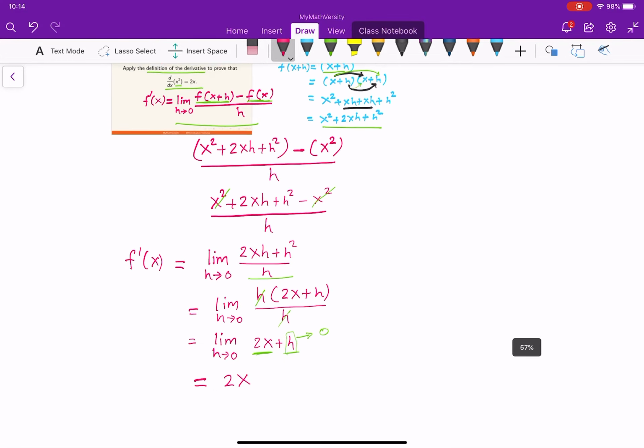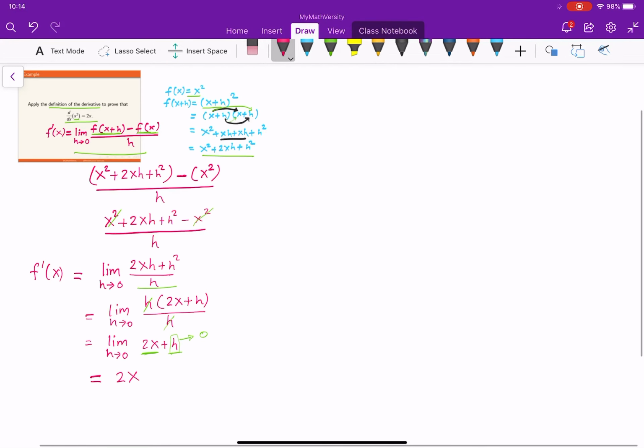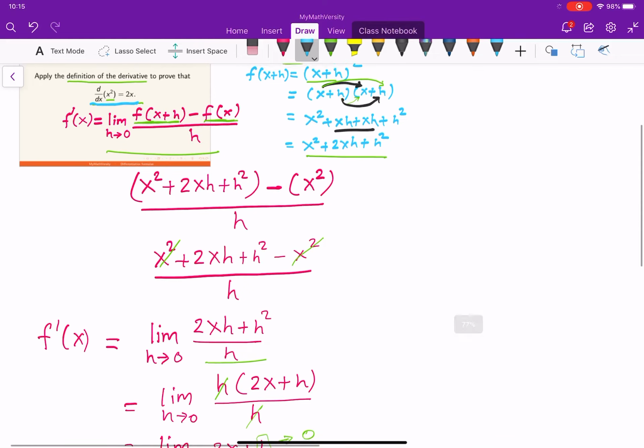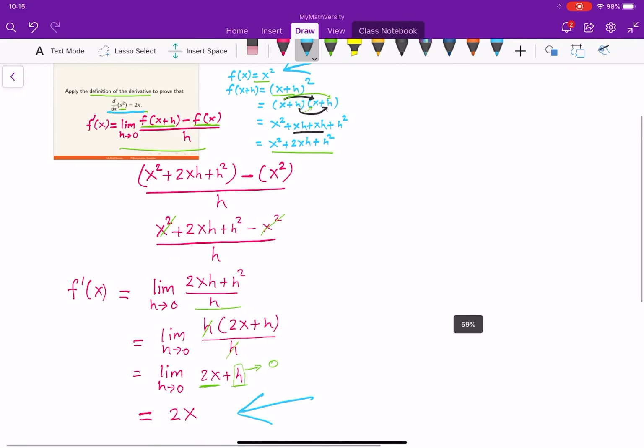Okay, so let's see if we proved that or not. Our original function was given here as x squared, right? So that was the given function, and then we applied the definition of the derivative, and it turns out that if f of x equals x squared, f prime of x is actually equal to 2x. That's exactly what we needed to prove, and we proved that result here by applying the definition of the derivative.